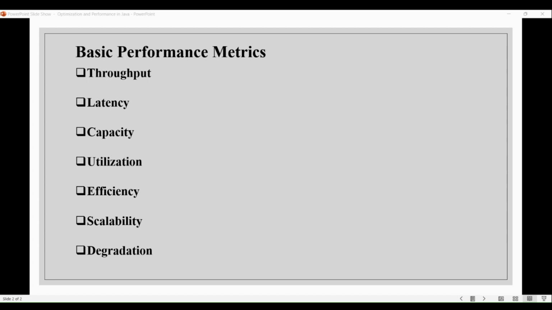Next, we have utilization. One of the most common performance analysis tasks is to achieve efficient use of a system's resources. It's about how efficiently you are able to utilize your system's resources. And depending on the workload, there can be a huge difference between the utilization levels of different resources.